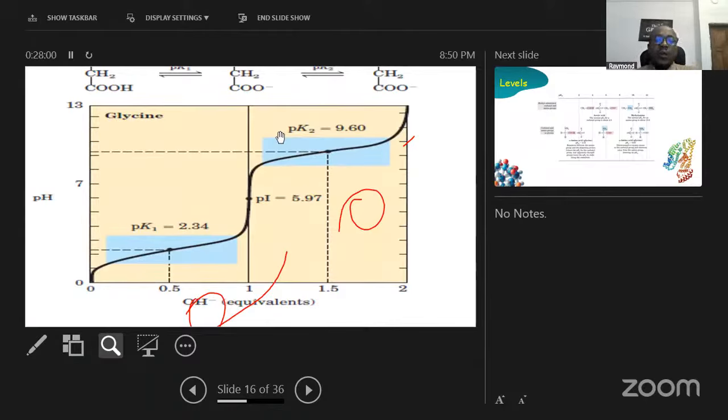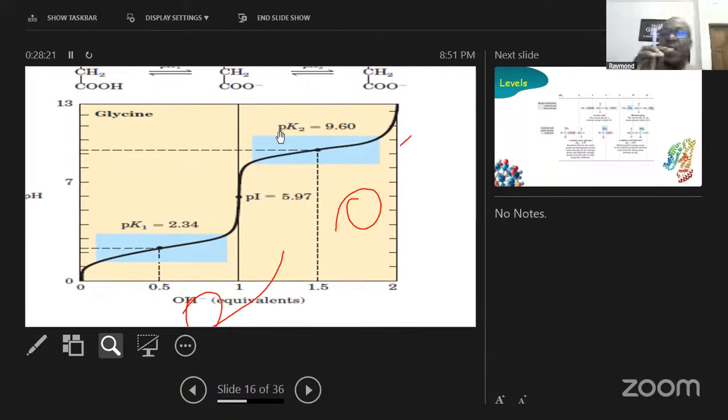So now this pK1, which is 2.34, is actually the pH at which the carboxylic group will donate its hydrogen. Now, the pI you're seeing here is called the isoelectric point. It's called the what? The isoelectric point. The isoelectric point is the pH at which there is no net charge on the amino acid. That means the amino acid has a net charge of 0.